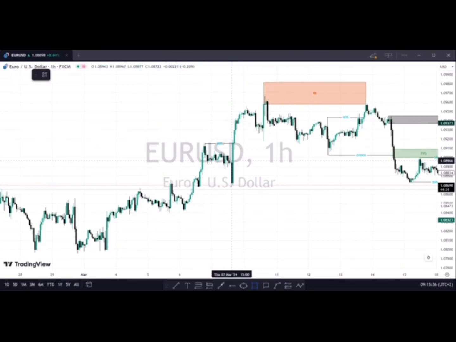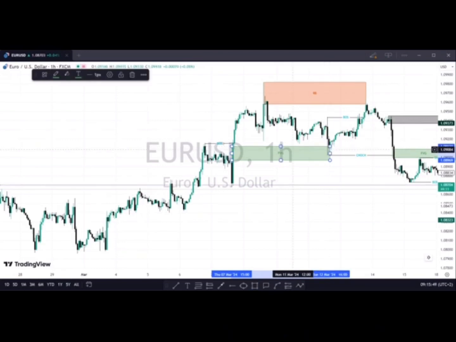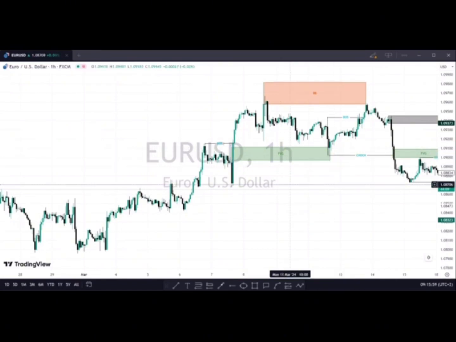price respected the fair value gap here. We have a fair value gap here. Let me just highlight it. We have a fair value gap here. This should be our FVG. We have a fair value gap here.